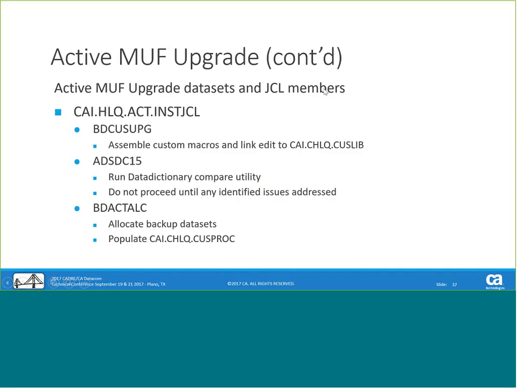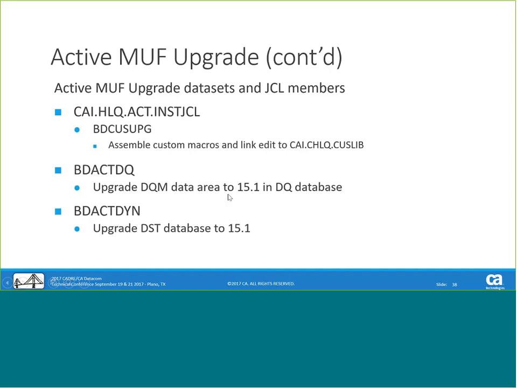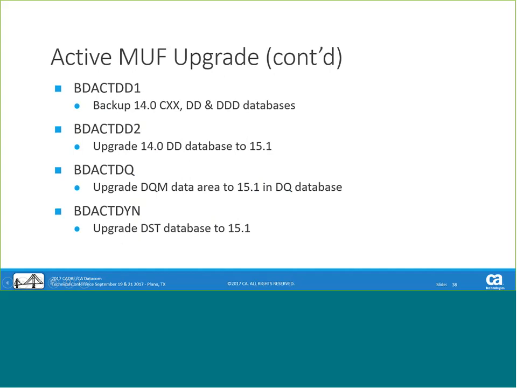The active upgrade dataset JCL members, here they are again. CUS upgrade, here's your 15 data dictionary comparative utility. Do not proceed until all identified issues are addressed. And then your ACT ALC to allocate backup data sets and to populate the CUSPROC. And you have your DD1 upgrade, DD2 upgrade members. So it upgrades the 14.0 CXX DDD databases, upgrades 14.0 DD to 15.1. Then you have the DQ, DQM, the messages, and the sign-on panel. Upgrade DST database to 15.1. That's the dynamic system tables.